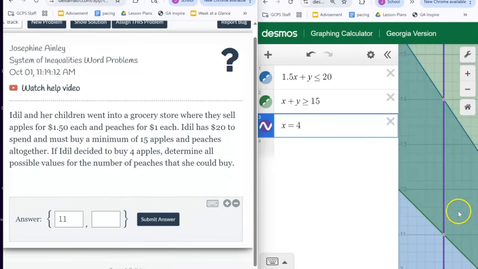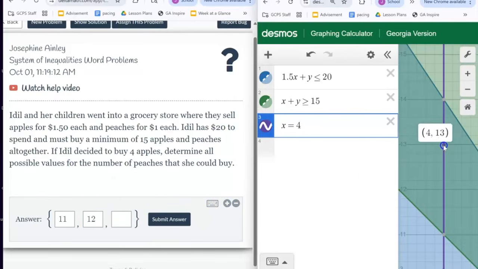Or I can have 11. Can I have 4 apples and 12 peaches? Yes, it's in my solution. So I can have 12. All right, so I'm going to add another one. Can I have 13? Yes, it's in my solution. So 4 apples and 13 peaches.